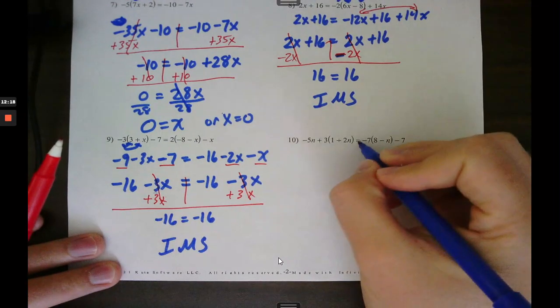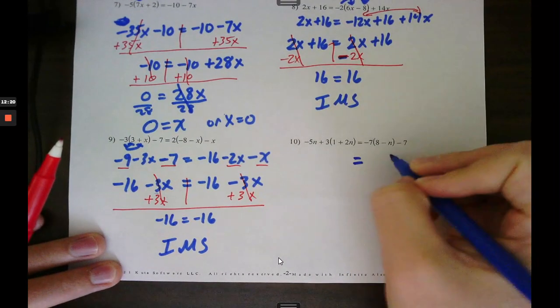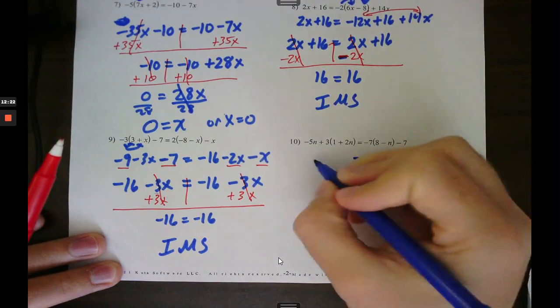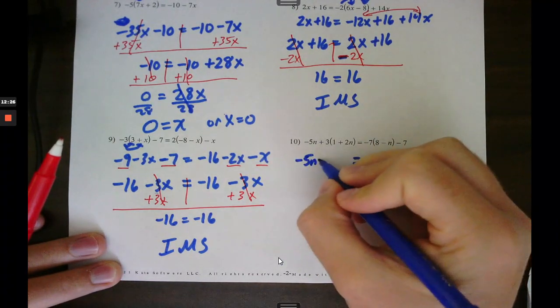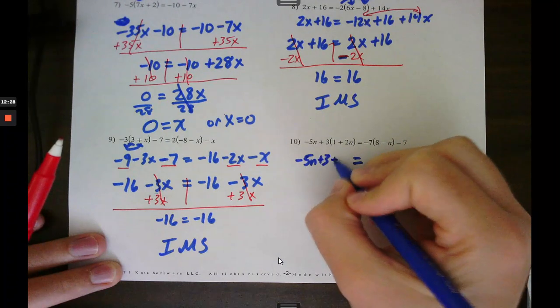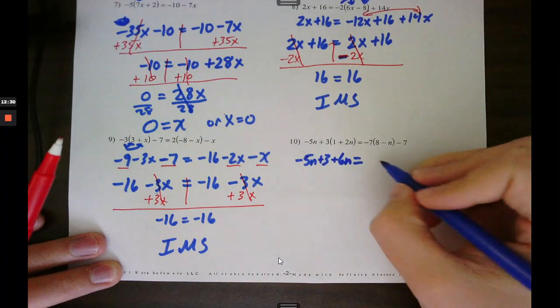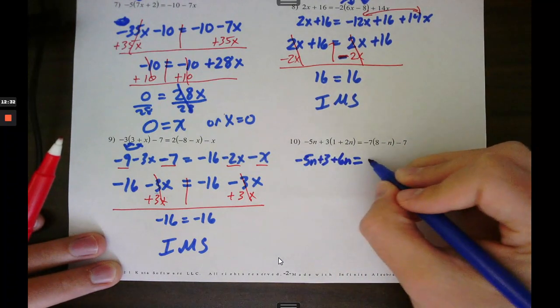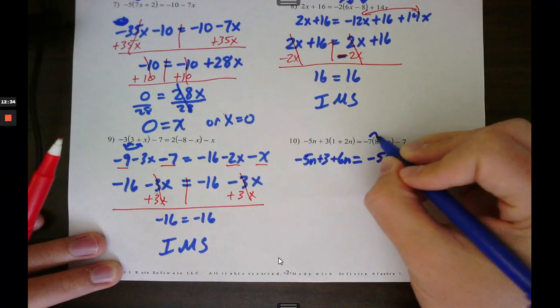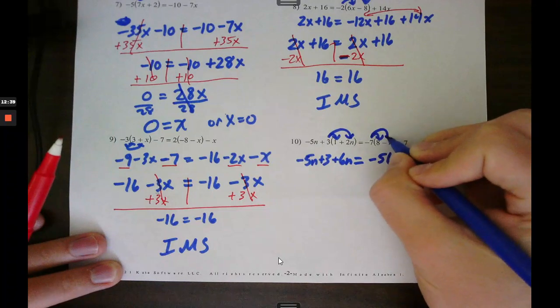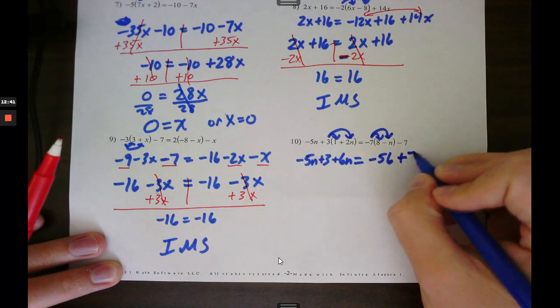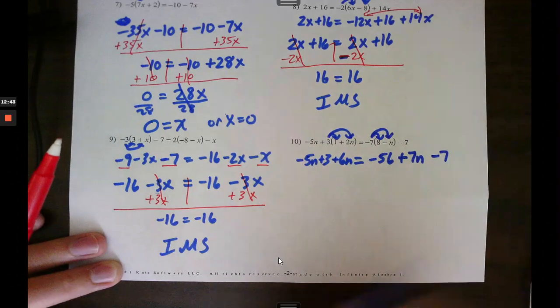I have distributive property, so bring down my equals, on both sides, so I'm going to do that first. Alright, so nothing to do with the negative 5n. I'm going to run out of space. Plus 3 plus 6n. Made it fit. And then on the other side, negative 56, because I'm multiplying through. Again, this is what I multiplied. And then plus 7n minus 7.